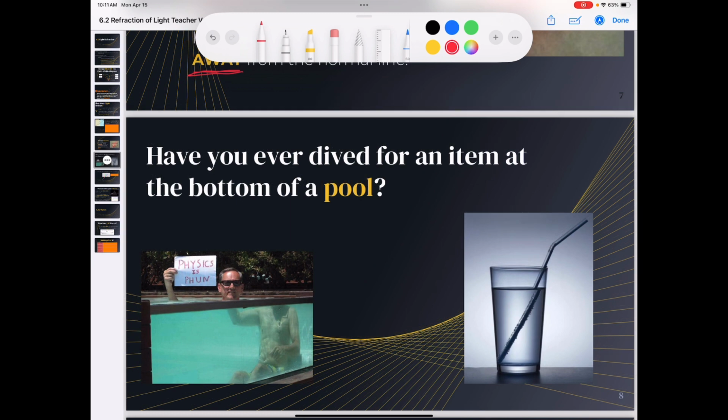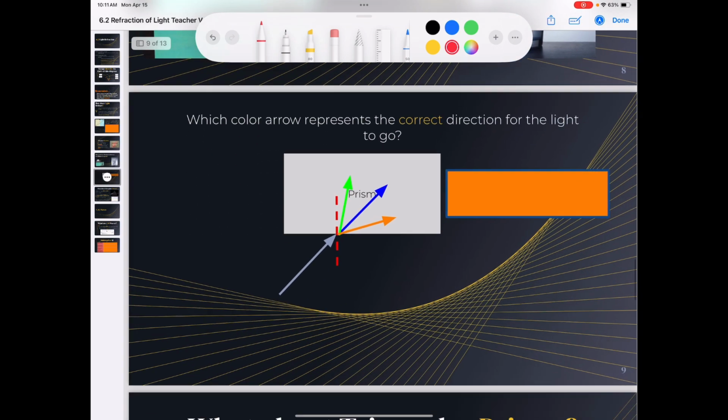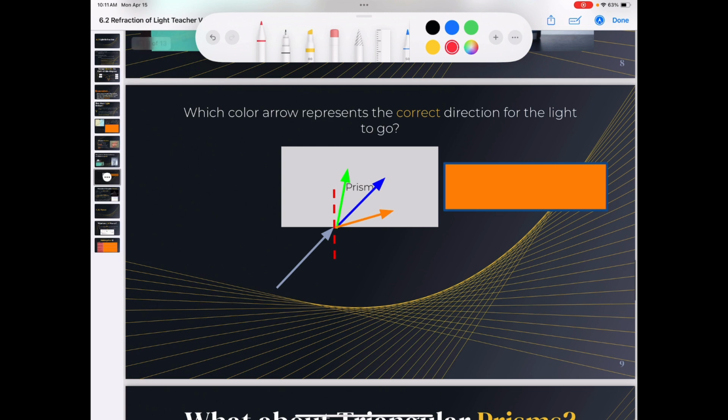So that gives you kind of an idea of what refraction is going to look like in real life. Now I've got an example problem right here looking at 3 different arrows. There's green, blue, and orange, and the question asks which color arrow represents the correct direction for the light to go. So we have light that is entering a prism. So here's our light ray, is entering the prism.